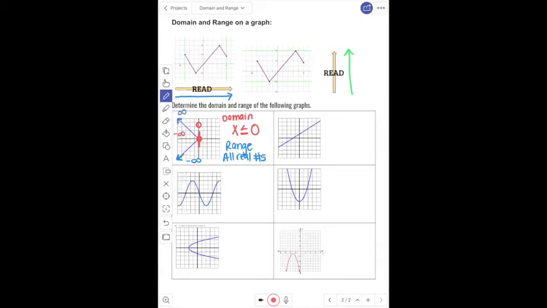All right, so let's try that with the next one. So again, I have some arrows here. So for my domain, remember domain, we read from left to right. So from the left, I'm coming from this arrow, so negative infinity, so it's coming from the negative direction. And it's going to positive infinity. It's going to keep going to the right. So the domain here is all real numbers.